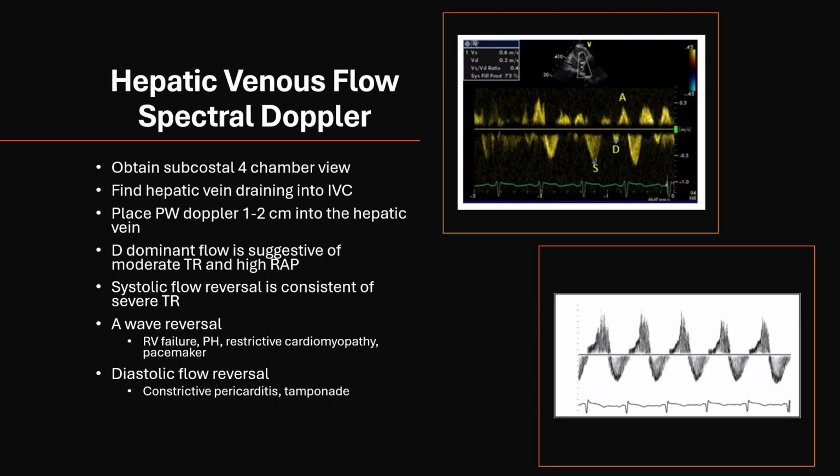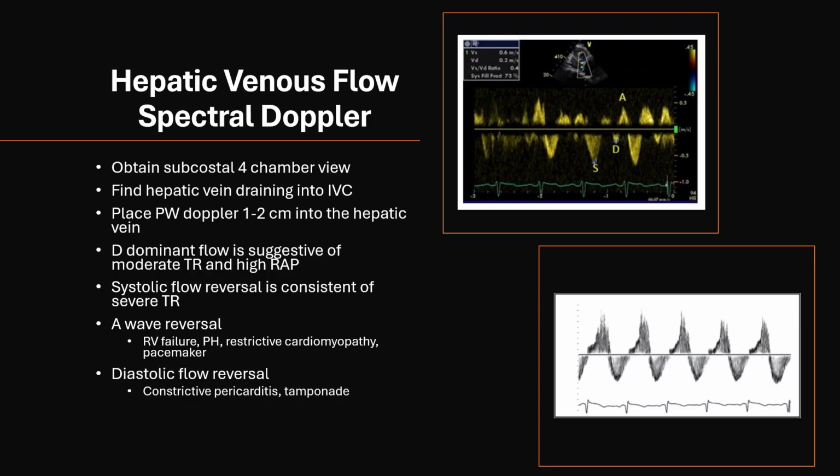On the top right of the screen, you see a normal hepatic venous profile, and on the bottom right, you see systolic flow reversal, which is consistent with severe tricuspid regurgitation. Some other conditions can give you A-wave reversal, such as severe right ventricular failure, pulmonary hypertension, restrictive cardiomyopathy, and presence of a pacemaker. Diastolic flow reversal can be seen in constrictive pericarditis and pericardial tamponade.